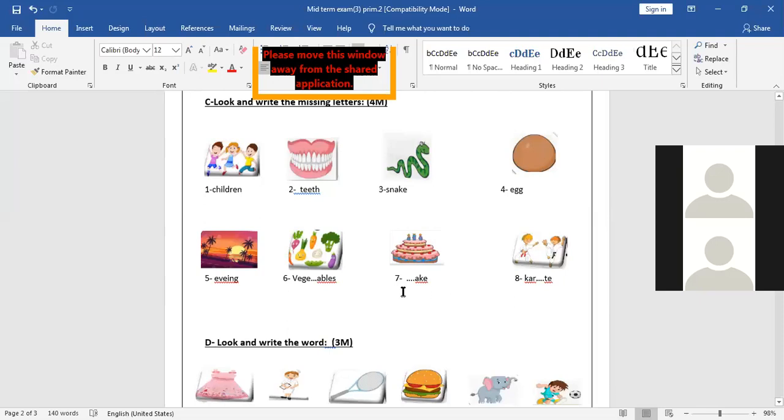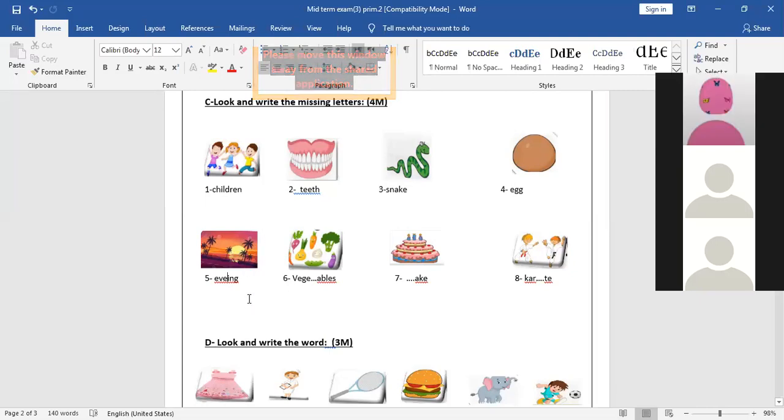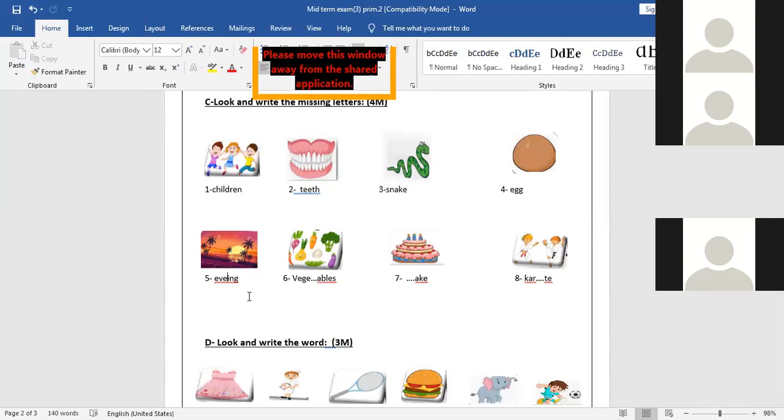Malika again. Yes. Look at this picture. This is morning or evening, Malika? Evening. So what is the missing letter? Is it M or N? Hello? Okay, let's see another one.